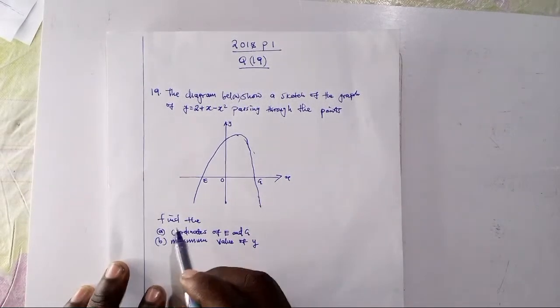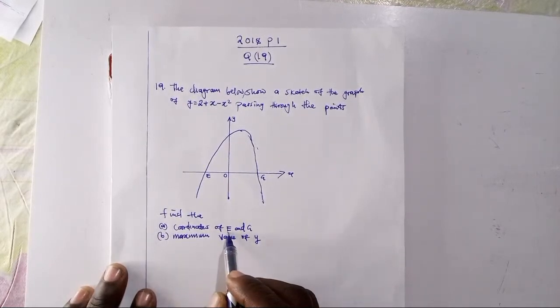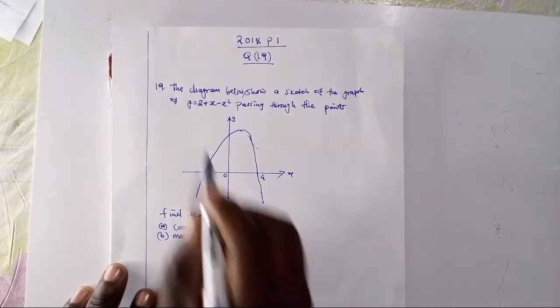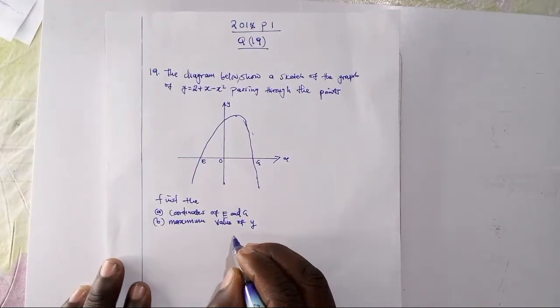So we have this question here: find the coordinates of E and G. So we have to take this equation which we are having here. So let's get started.